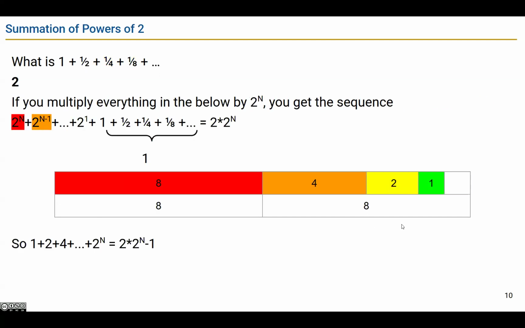Now, if you multiply everything by 2 to the power of n, then what ends up happening is that you end up getting this sequence: 2 to the n plus 2 to the n minus 1. So this 8 is here, this 4 is here. All of that ends up adding to 2 times 2 to the power of n. And then if you just get rid of all of these fractional components, then you end up showing that the sum of the powers of 2 up to 2 to the n is just double 2 to the n, minus 1. So 1 plus 2 plus 4 plus 8, that adds up to 15, which is 1 less than the next power of 2, 16.